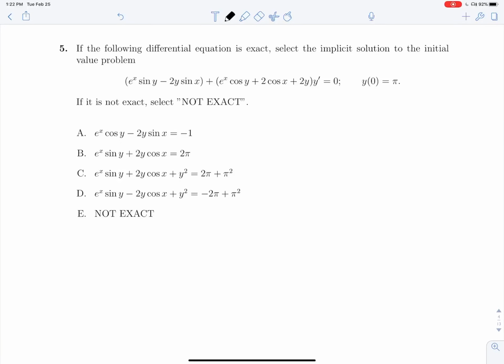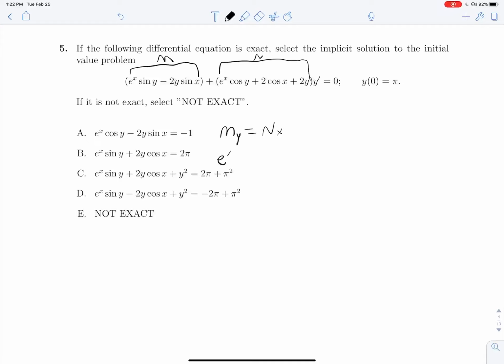Question 5, if the following differential equation is exact, select the implicit solution to the initial value problem given below. This thing is looking pretty exact, but again, as always, we do have to check it. If this is a function m, and this is a function n, then we are checking if my is equal to nx. My, in this case, is the partial derivative of m with respect to y.